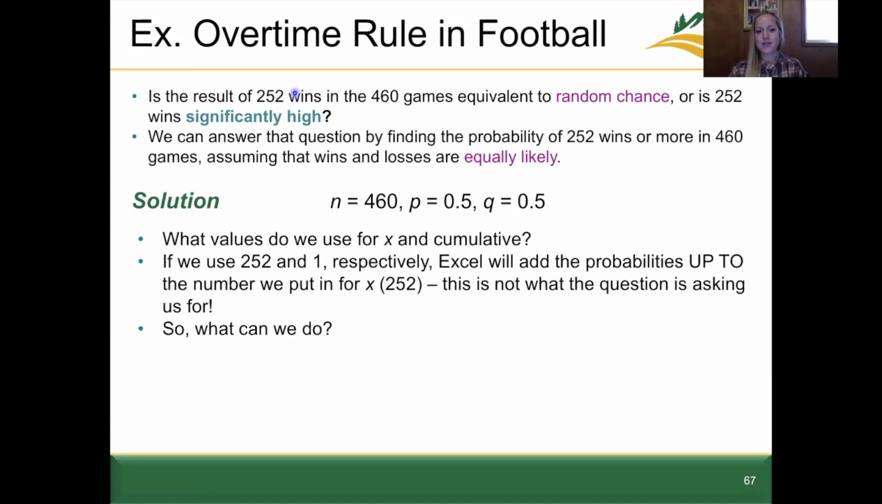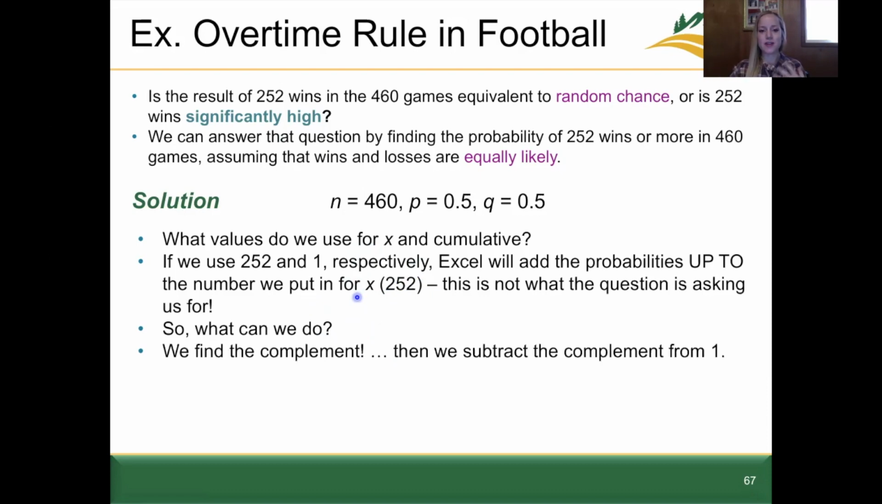Well, based on what I just explained, there isn't a way to do that in Excel. Because when we use 1 for our cumulative value, it's going to take 0, 1, 2, 3, 4, all the way up to X number of successes. I didn't mention 0 in this previous explanation, but that's also in that probability. So 0 wins or 1 win or 2 wins all the way up to 252. So we need to reconsider what we put into Excel.